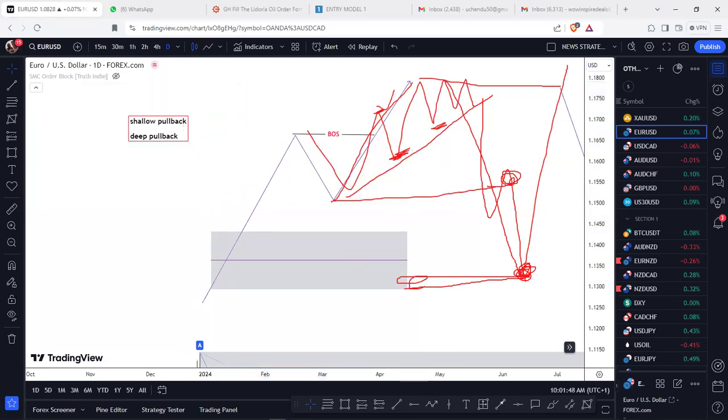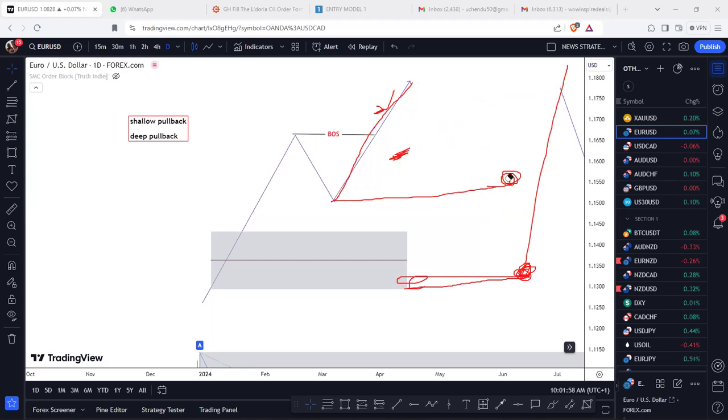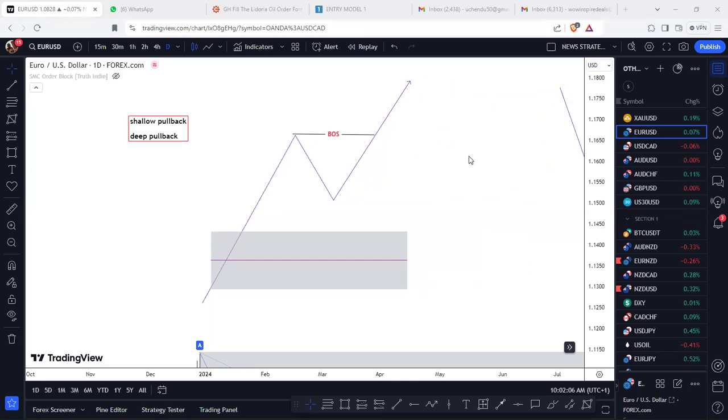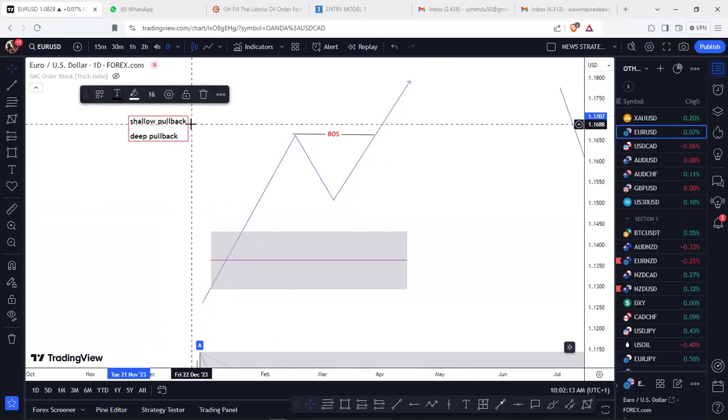Sorry, let me clean this because I'll be fast. I only have 30 minutes for this video recording before it goes off. Trying to delete all of this. So a shallow pullback creates a range structure, while a deep pullback creates what? A major structure. That's all you need to understand from this.